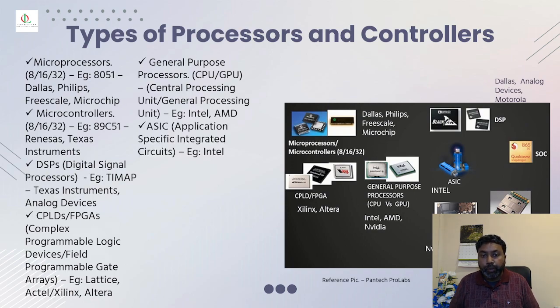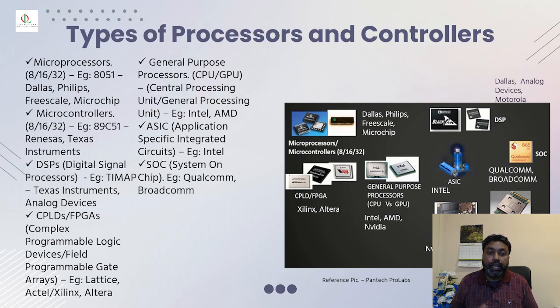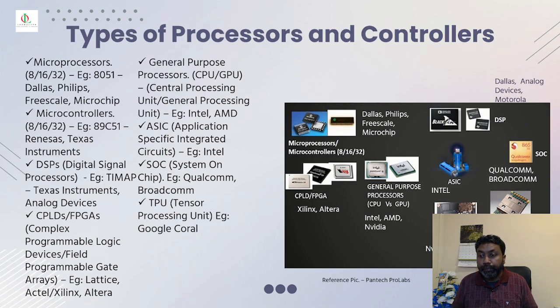Then we're going to see about application specific integrated circuits. A major manufacturer for ASIC is Intel, sorry. Next on the line is SoC, system on chip. The main manufacturers are Qualcomm and Broadcom. The last one on the list is TPU, that's Tensor Processing Unit. Google developed its own device called Coral, and you're going to see about that in the coming slides.